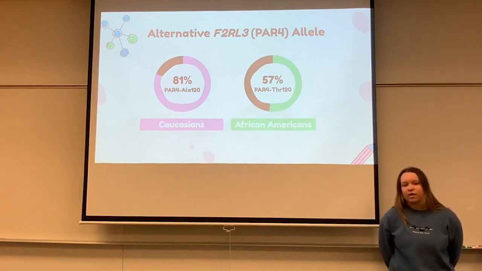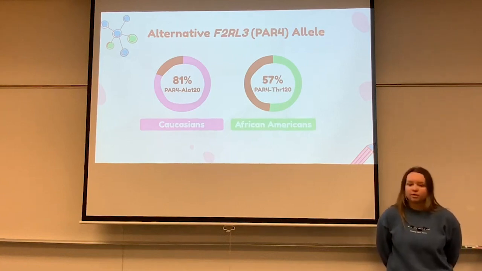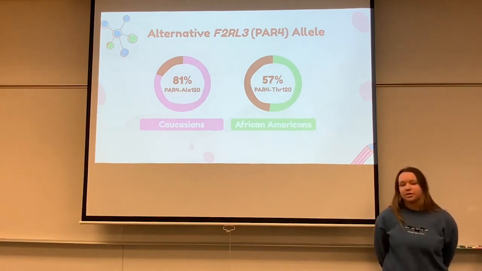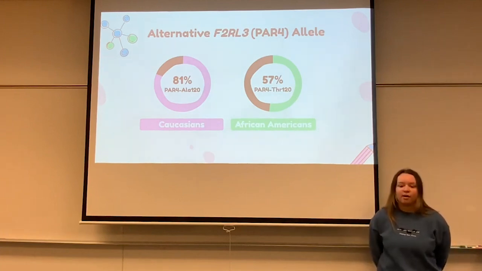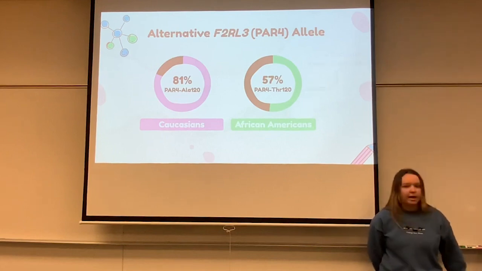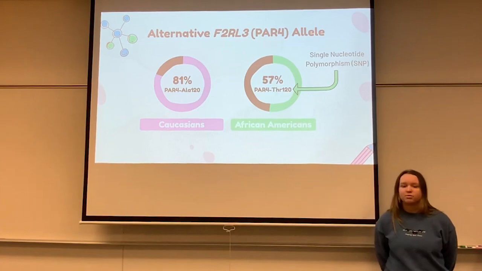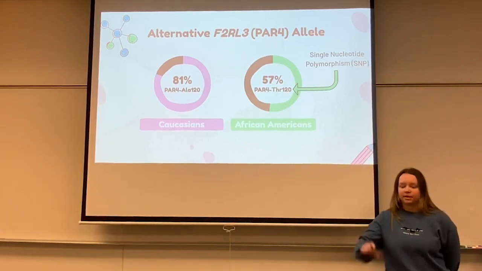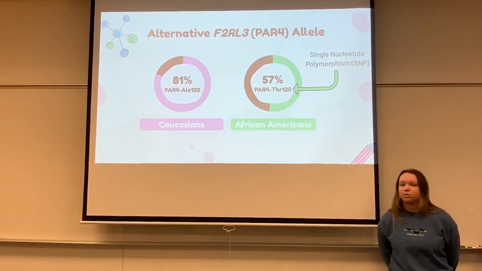And data has shown that in Caucasians, who are the population that typically, unfortunately, makes up the majority of clinical trials, the alanine variant of this allele is most common, whereas in African Americans, we see that the threonine allele is more common, with about 57% of African Americans having this variant. It's important to note that this specific variant is a single nucleotide polymorphism, which means that one single nucleotide in this gene experiences the variation, and this specific type of mutation is relevant for the means that we will use to detect it.